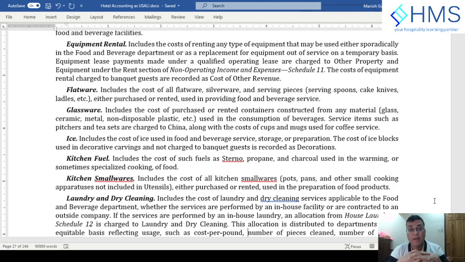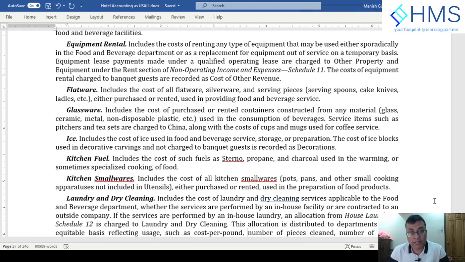chinaware, along with the cost of cups and mugs for coffee service. They go to the chinaware, not to the glassware. Glassware is only for consumption of normal, non-alcoholic beverages. So it may include shot glasses or small things. It may be made of fiber, glass, or plastic.